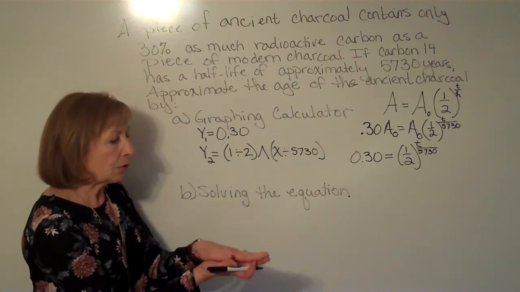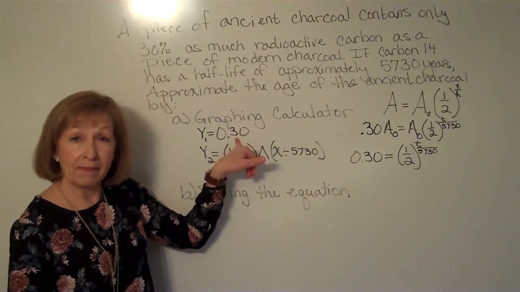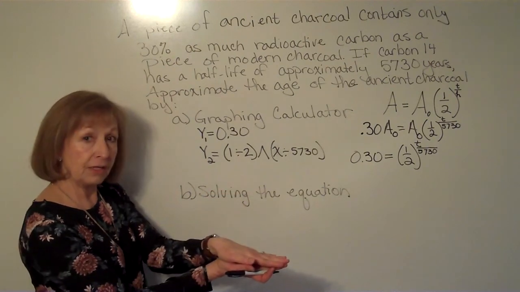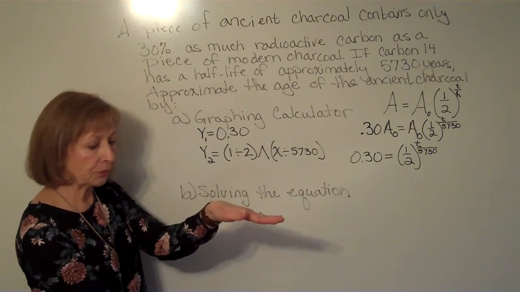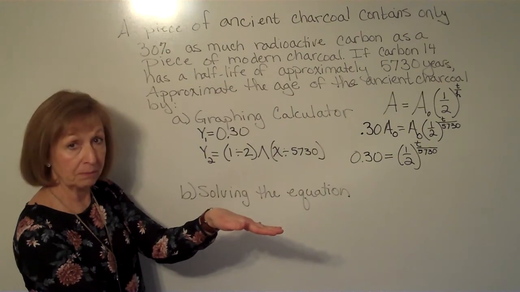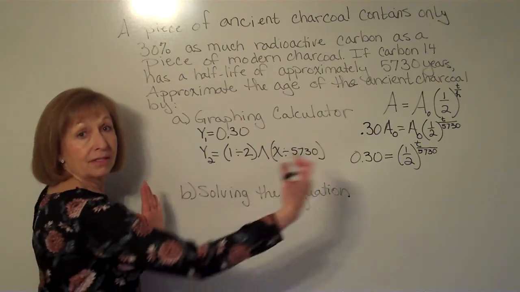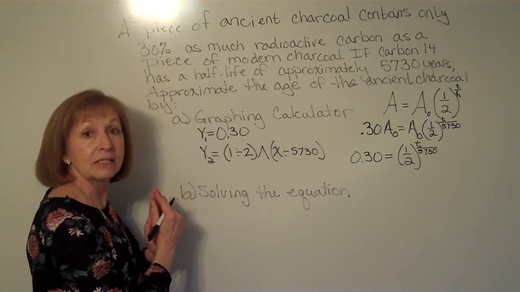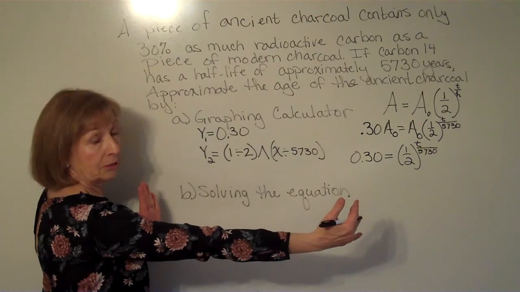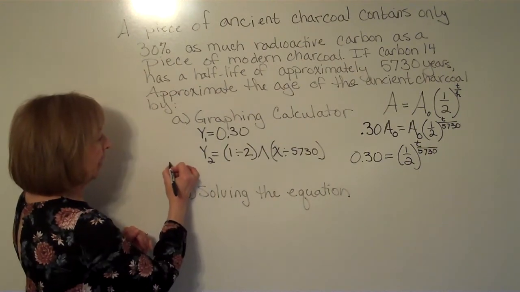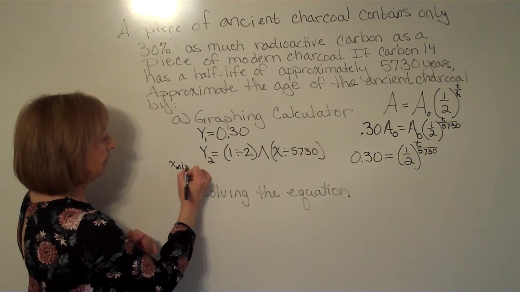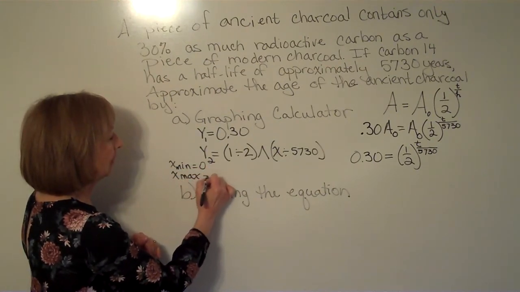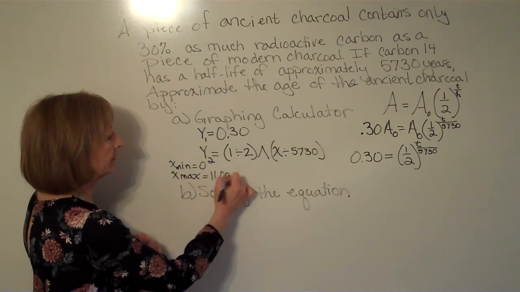So think about your y sub 1, that's 0.3, so that's a value between 0 and 1. So when you think about your y values, we'll get to in a minute, they're just going to be a very small span. But the x values are the time. And like we talked about, to get to 30% that's remaining, that's going to be a long span of time. So for your x min, go ahead and put 0. But for the x max, we're going to put 11,000 in.